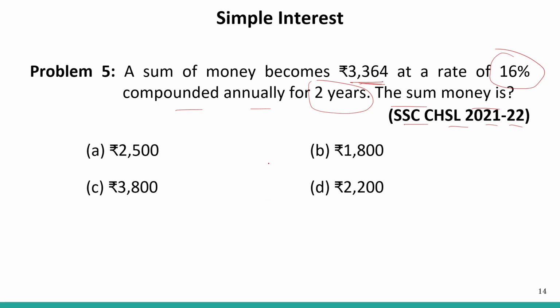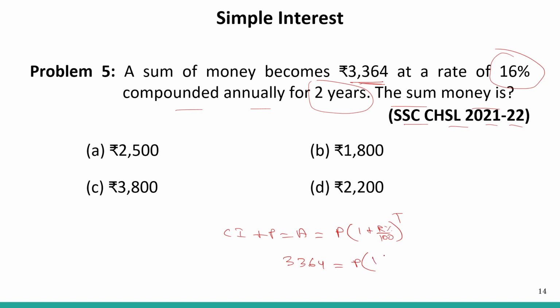What we are given here is what the sum of money becomes. So CI plus P is equal to the amount. We know the formula, that is P into (1 plus R by 100) whole power T, when R is given in percentage. So A is given to us, that is 3364, and P is something that we don't know.